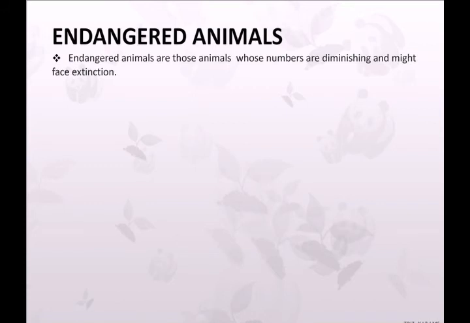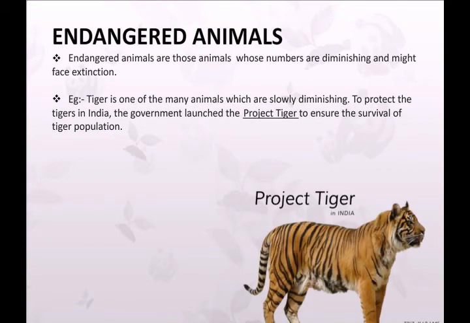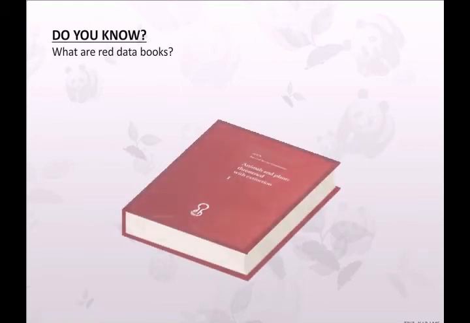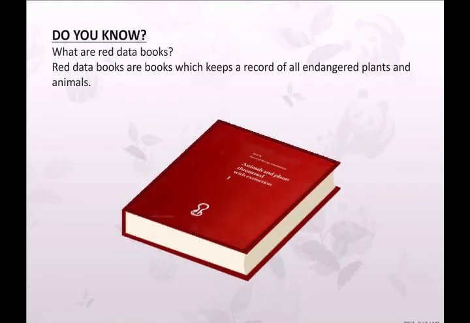Endangered animals. Endangered animals are those animals whose numbers are diminishing and might face extinction. Example: tiger is one of the many animals which are slowly diminishing. To protect the tigers in India, the government launched the Project Tiger to ensure the survival of tiger population. Dinosaurs have already become extinct. Do you know what are red data books? Red data books are books which keep a record of all endangered plants and animals.